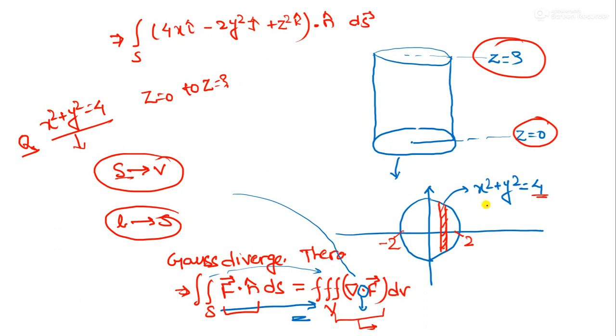You can separate out y from the equation. This will be minus root under 4 minus x square to plus root under 4 minus x square, as I have taken the vertical strip. Okay, so we have all the limits of x, y and z, having a closed surface, and we have the required integral.